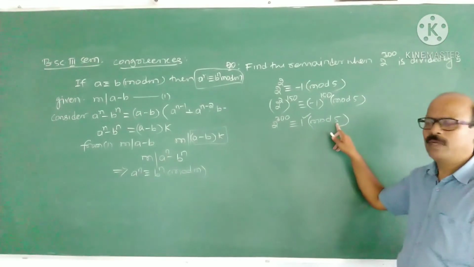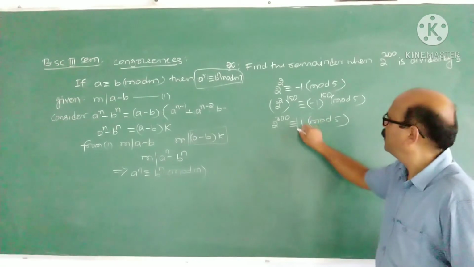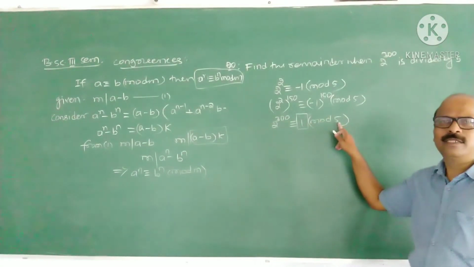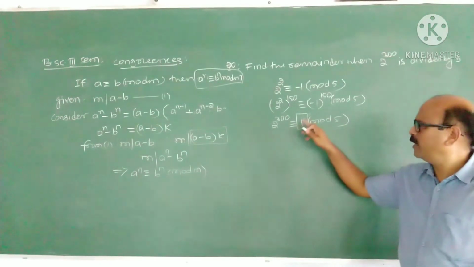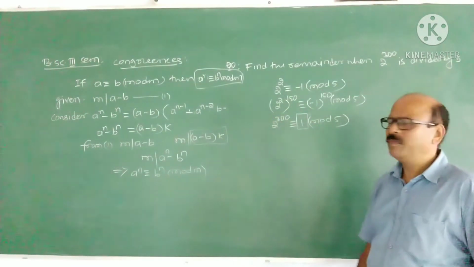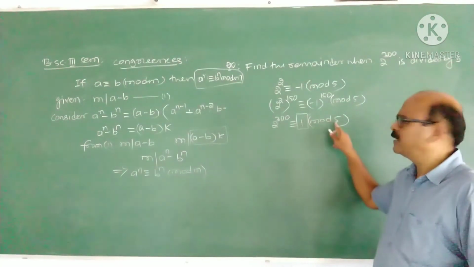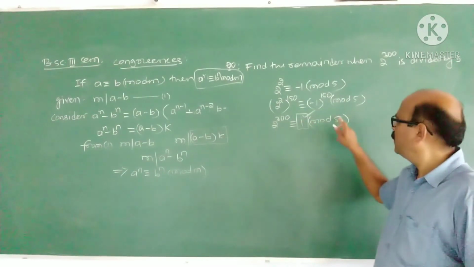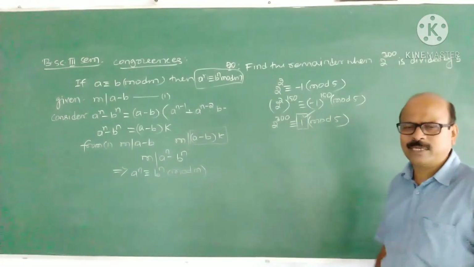Now while using this property, you should be careful here. This number must be positive and less than this m. Then only this becomes the remainder. That is important, because for the remainder we use Euclid's algorithm: remainder must be non-negative and less than the divisor. So this must be less than m and it must be non-negative. So this is the remainder, 1 is the remainder.